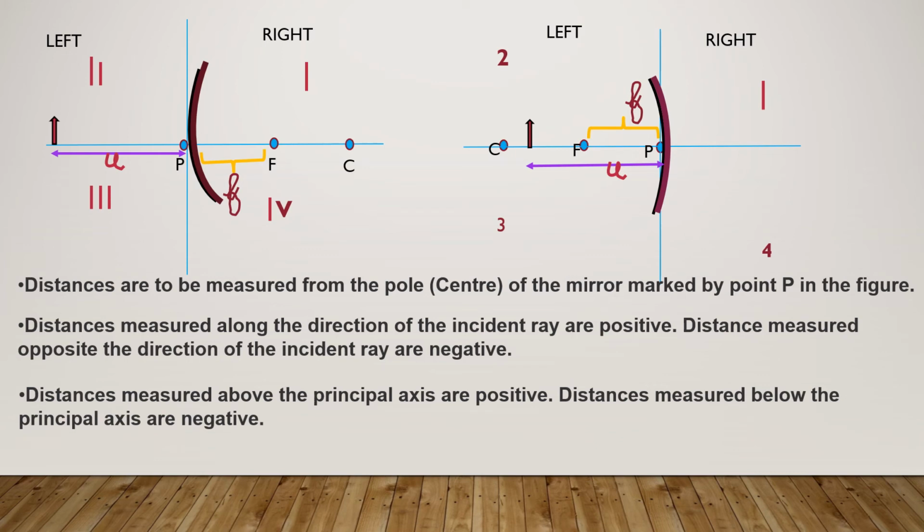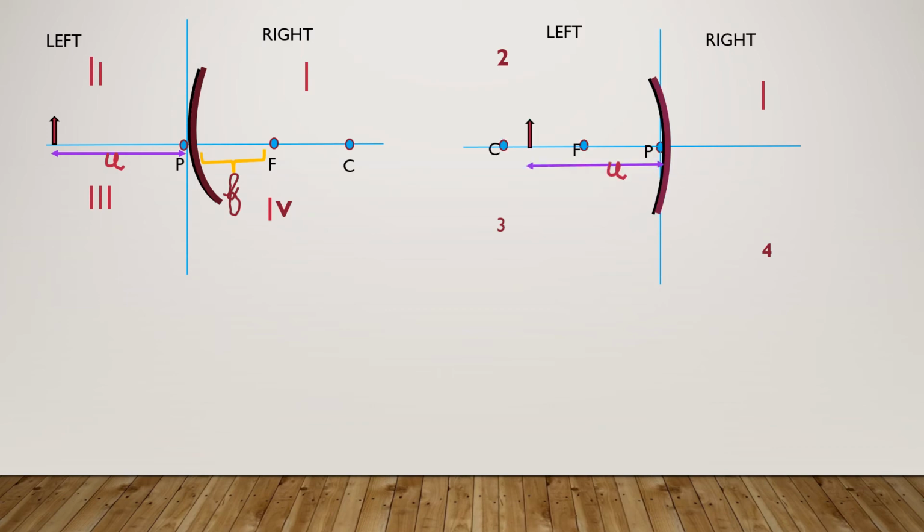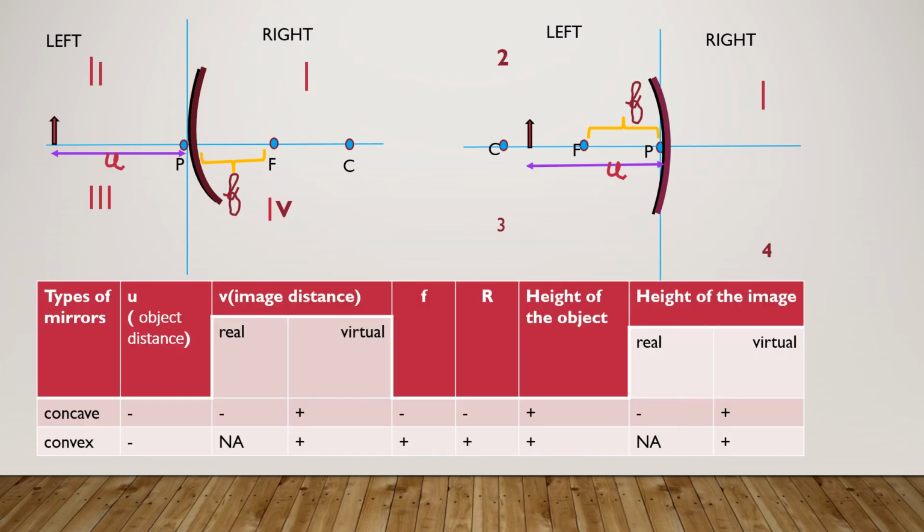Next, whatever is above the principal axis will be positive. If you have any image which is in the opposite direction, that will be measured as negative. Again, I draw the same diagrams that we did in the previous slide, so that you understand it a little better, and then I'm going to put whatever we have learned in the form of a table. Let us first draw the concave and the convex mirror. Already done, repeated the images that we had in the previous slide.